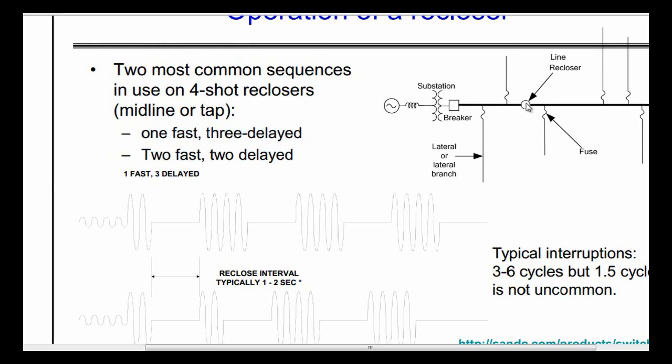So this is the recloser. This is lateral number 1, 2, 3, and 4, and each lateral has a fuse. So if there is a fault on this tab, on this lateral for example, then the recloser will open. Let's say we are using one fast and three delayed. This is the normal voltage, this is the faulted current.